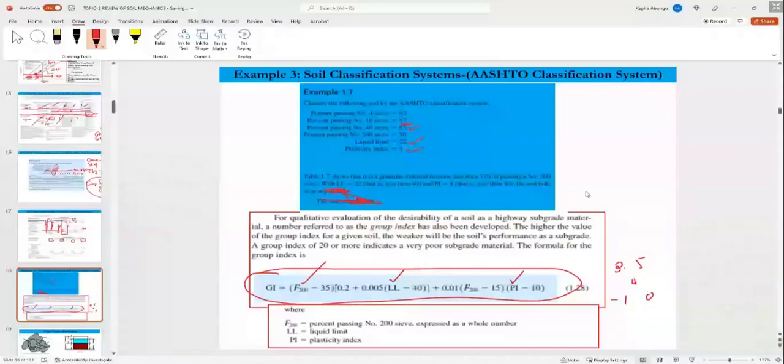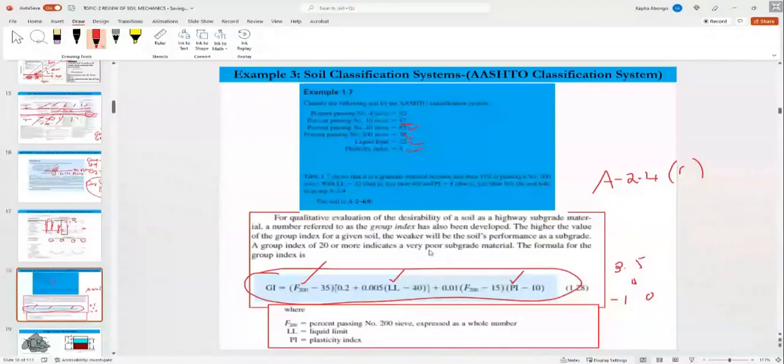So you have the AASHTO number. Let's say it was A2-4. Also calculate the group index and put the group index in brackets. Whatever you got. Okay, you will calculate the index based on the relation given these three values. Calculate the group index and put the group index in brackets. Then, the bigger the group index, the poorer is the soil.